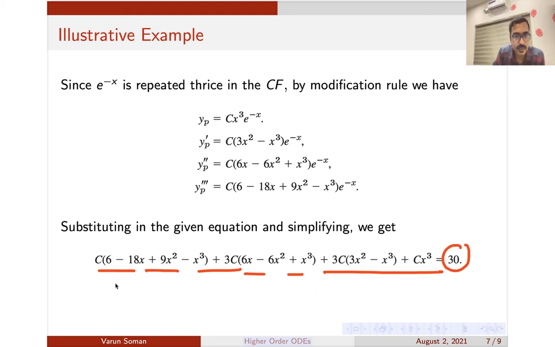The constant value in LHS is 6c. This is not a constant value, this is not a constant value. Is there any other constant value which contains c alone? No, nothing is there. So only one constant value, 6c. So it is simply 6c is equal to 30. You are just comparing the coefficients on both sides.